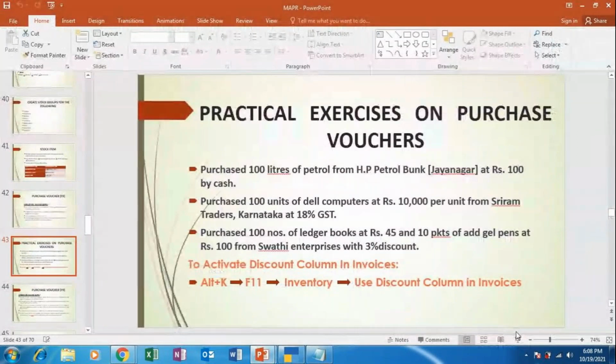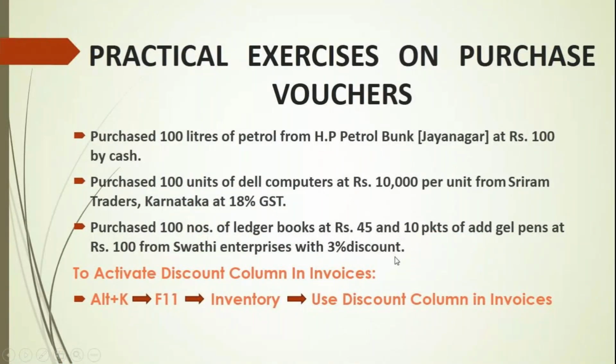So we go for the next entry. Third entry, we have purchased 100 numbers of ledger books at rupees 45, 10 packets of Agile pens at rupees 100, from Swati Enterprises with 3% discount. Okay, so the company has purchased 100 ledger books at rupees 45, 10 packets of Agile pens at rupees 100 per packet from Swati Enterprises with 3% discount.